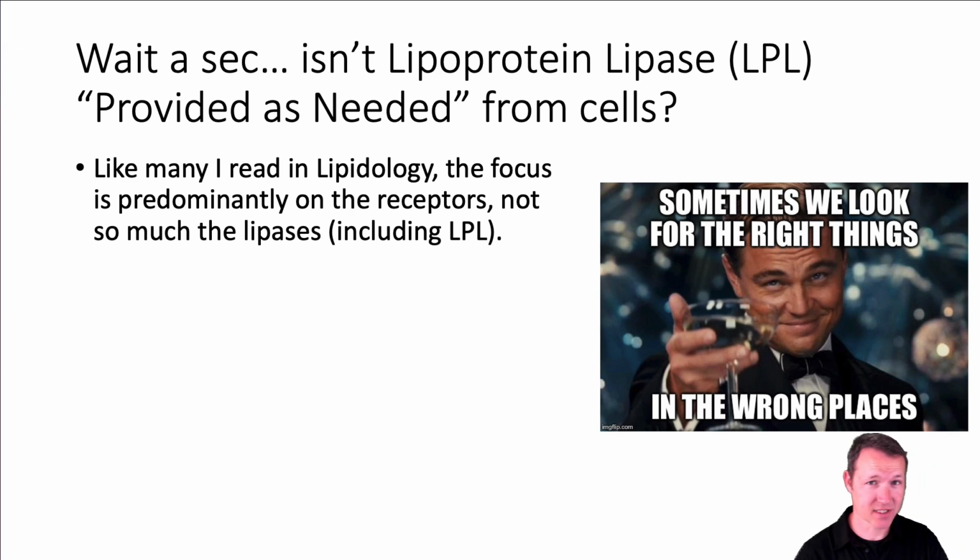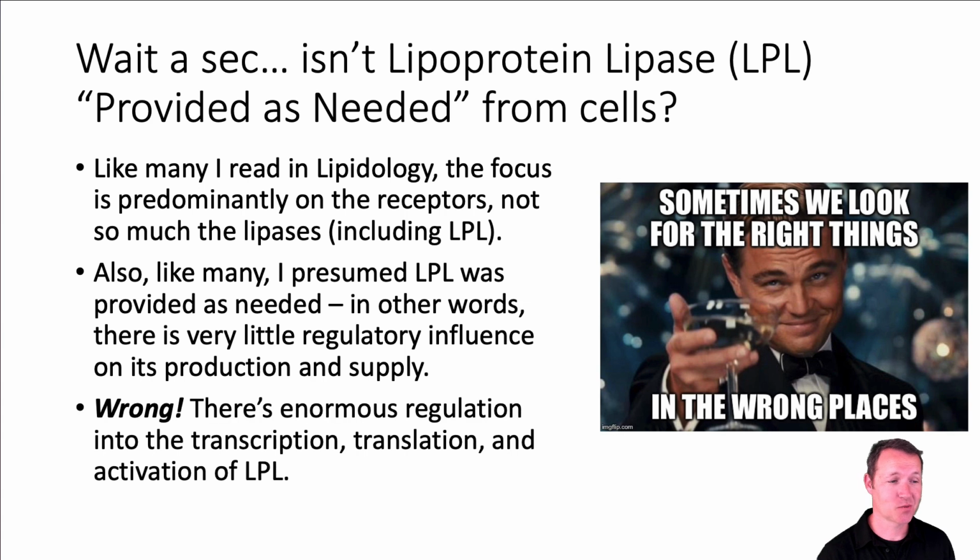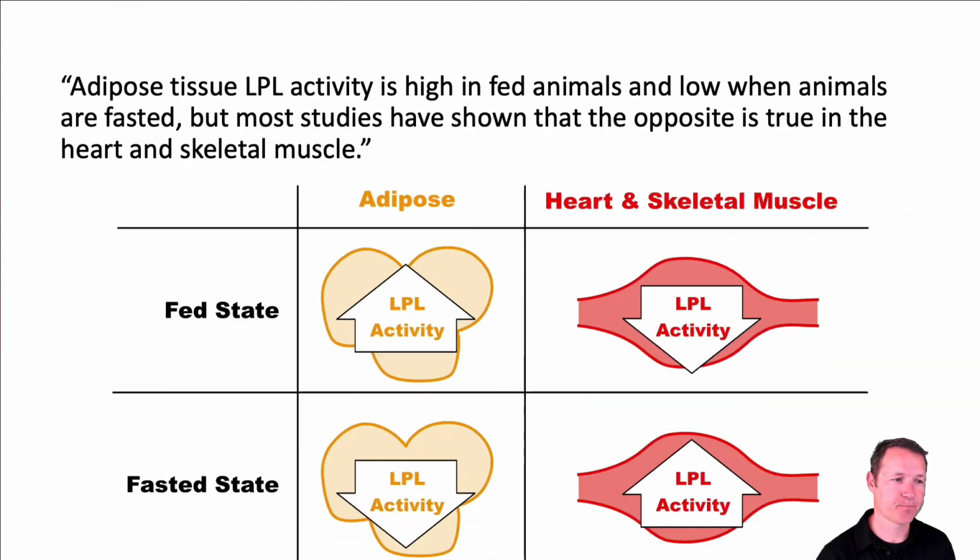And let me tell you, there's a lot of receptors, a huge family of receptors. But even LPL isn't really discussed that much from a regulatory standpoint. So, like many, I presumed LPL was provided as needed. In other words, there is very little regulatory influence on its production and supply. And wrong. There's enormous regulation into the transcription, the translation, and activation of LPL. I'm kind of frustrated that I got a bit sidetracked from what really was the more interesting story, and that's exactly how LPL is regulated in particular.